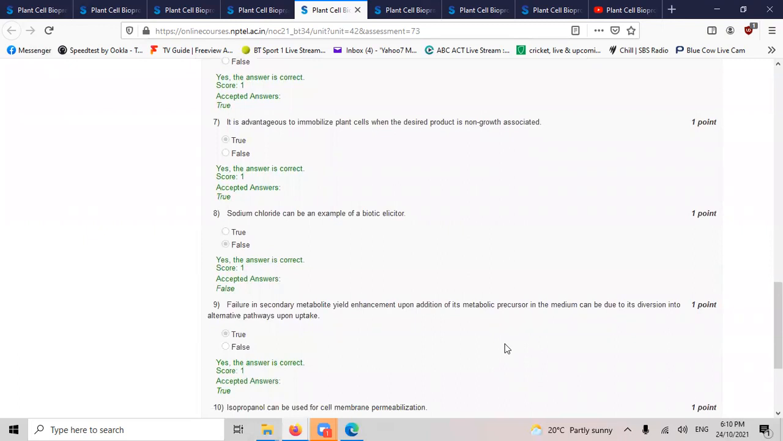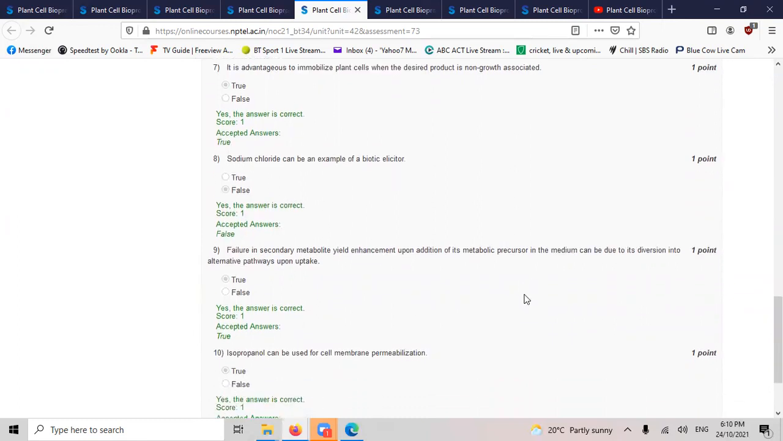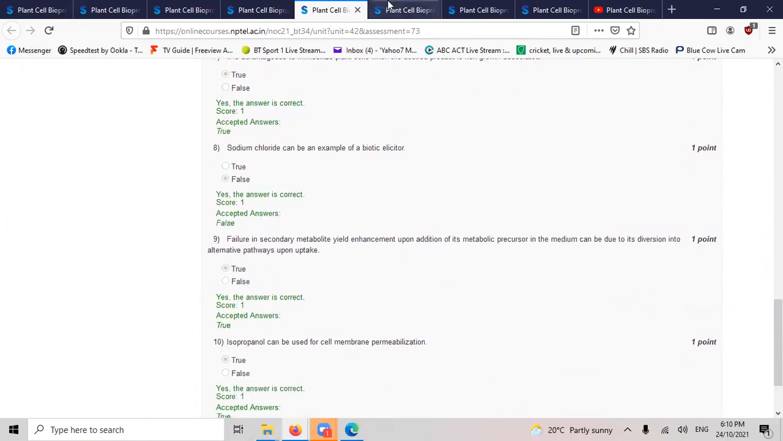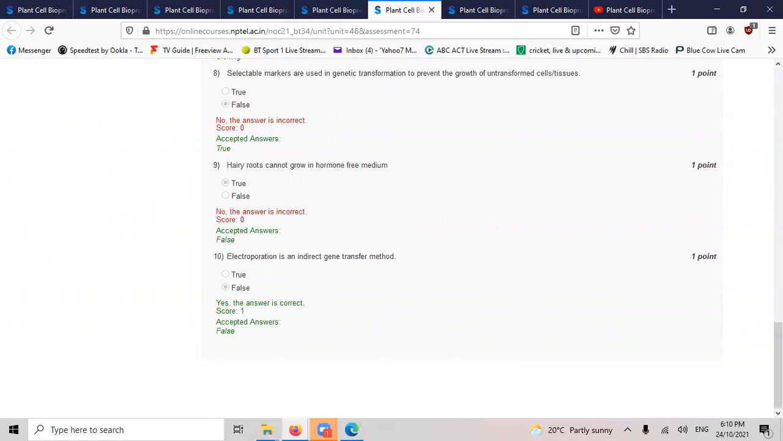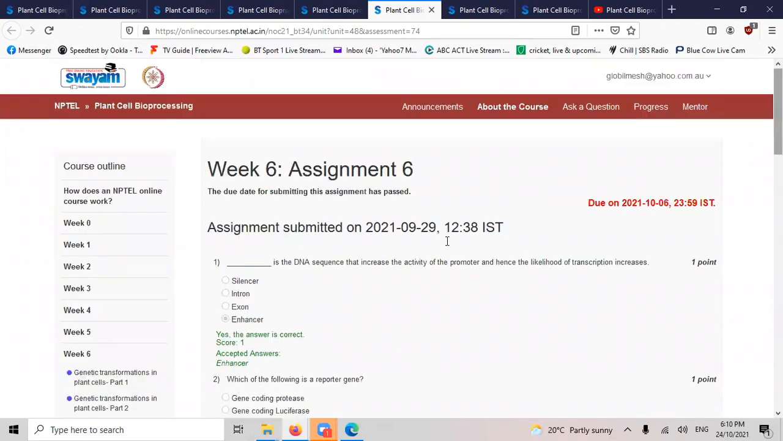Isopropanol can be used for cell separation. Yes, that definitely can. That breaks them up a bit.